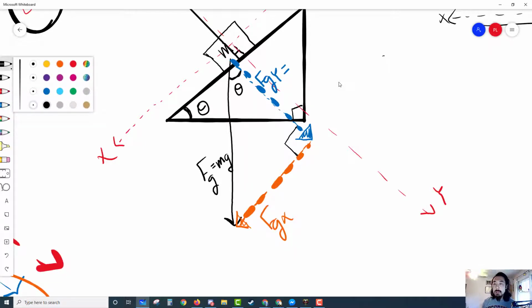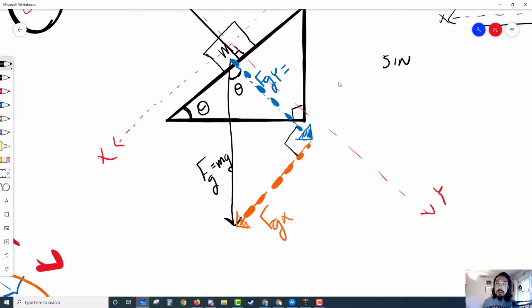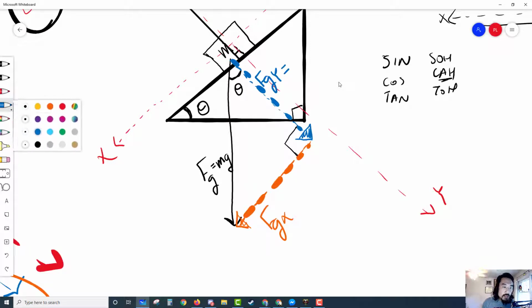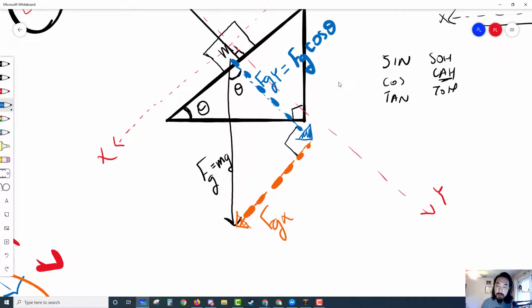Now, why is this important? Why am I asking this? Because we have sine, we have cosine, and we have tangent. So that's SOHCAHTOA. Whenever you have an adjacent side, we're using our cosine function. So this becomes, I'm going to make it a little bit bolder for us, F of g cosine of the angle, because it is adjacent to that theta.